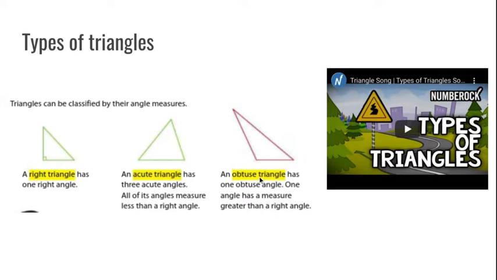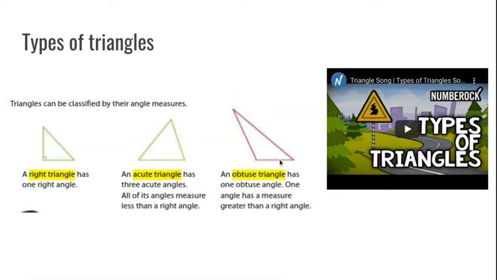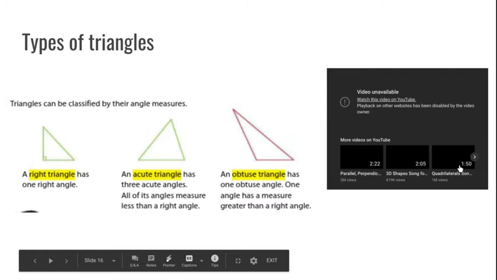An obtuse triangle has one obtuse angle, which would be right here. This is the obtuse angle. One angle has a measure greater than a right angle. So we remember that obtuse angles have a measure of more than 90. Let's see what this YouTube video has to say.